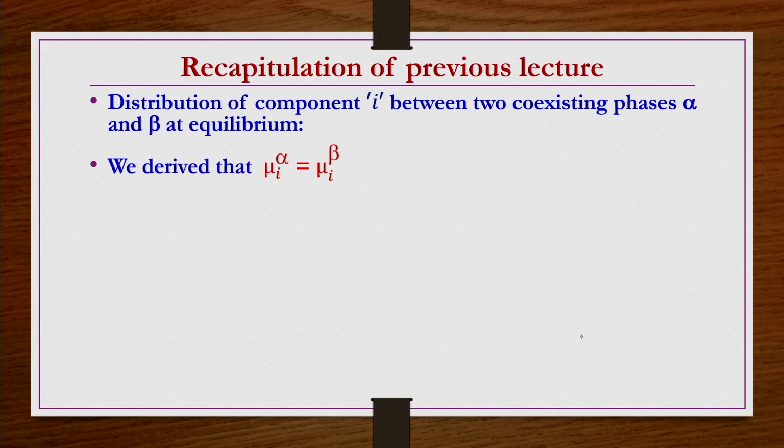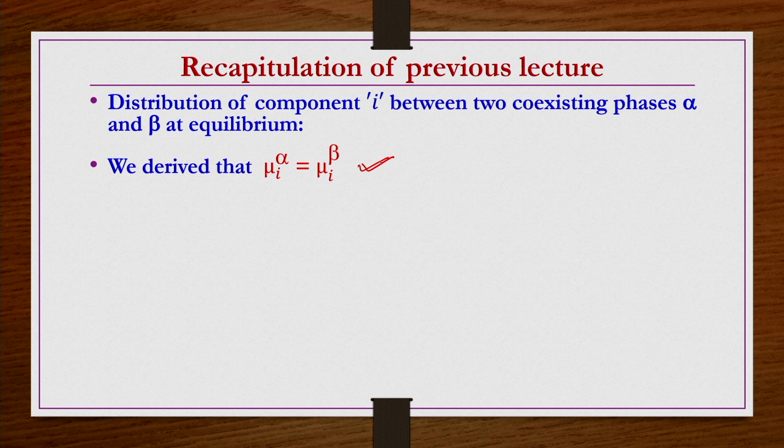We have also derived that the chemical potential of that particular component I has to be equal in all coexisting phases at equilibrium. That derivation we have done: if we take only two phases, mu I alpha is equal to mu I beta. This is what we have derived, right.